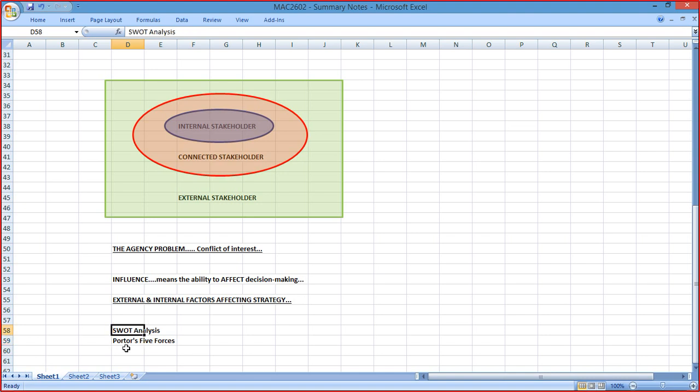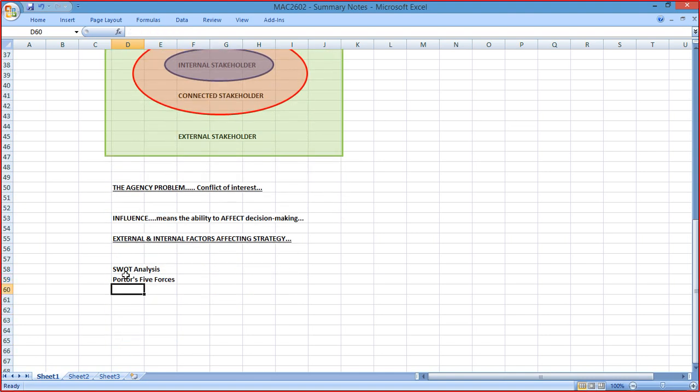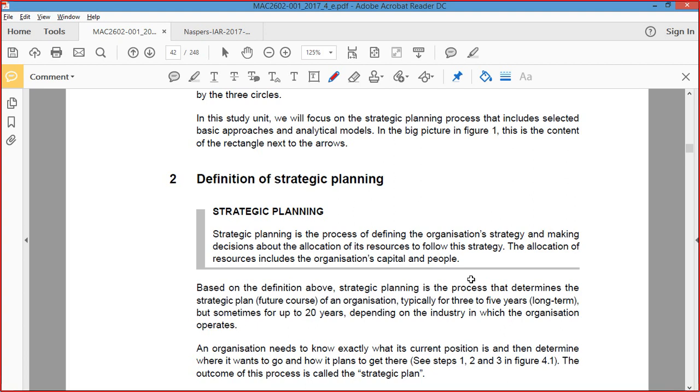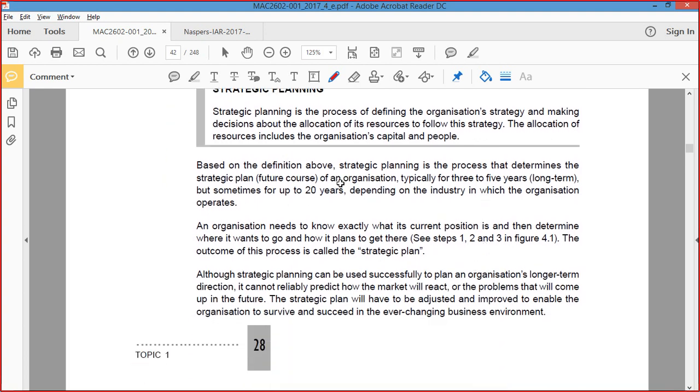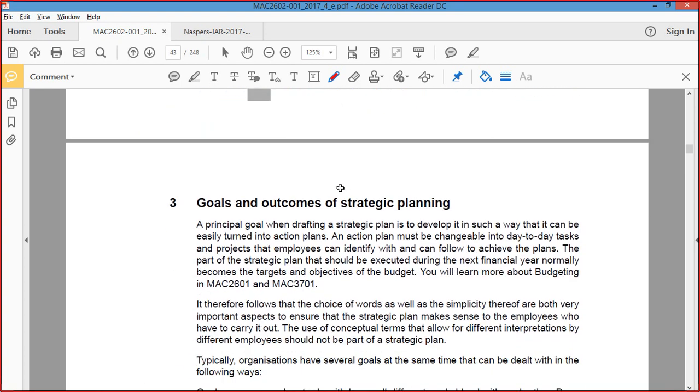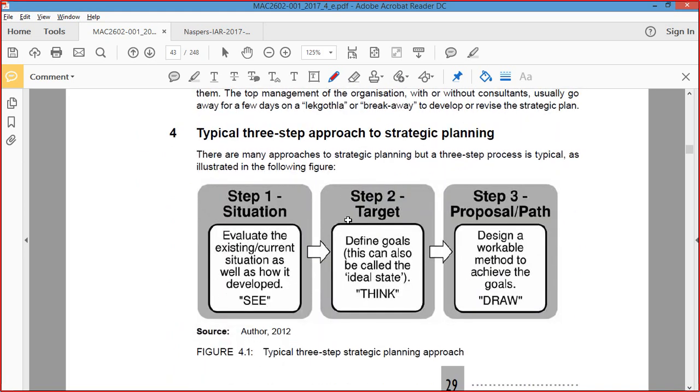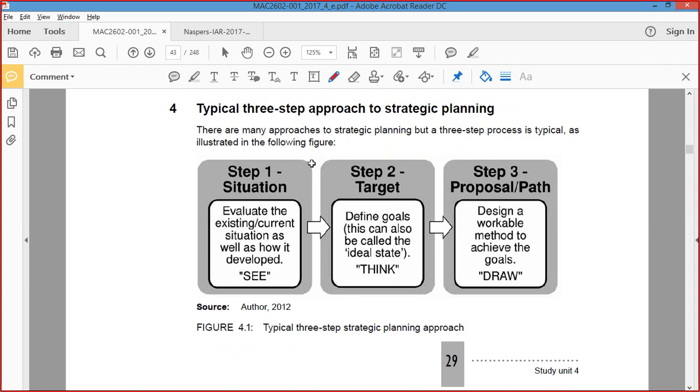Okay, yeah. So Porter's 5 forces is looking at the competitiveness in a particular industry. Okay, so let's go to the slides and a textbook and just show you that. So strategic planning, we spoke about strategy and how to create it. We spoke about goals and outcomes previously. I think this is quite good because they talk about steps. And we're looking at planning.